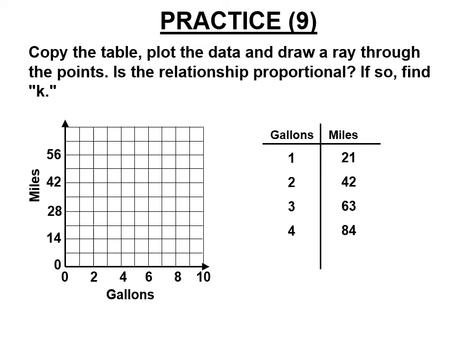All right, copy the table, plot the data, and draw rates with points. Is the relationship proportional? If so, find K. So we have 1 goes with 21. So this is 7, 14. Well, there's 21. 1 goes with 21. I just plotted that point. 1 gallon gets 21 miles. 2 goes with 42, way up there.